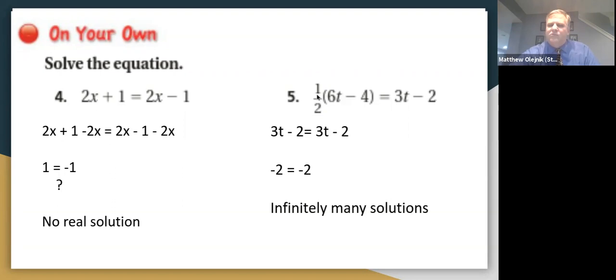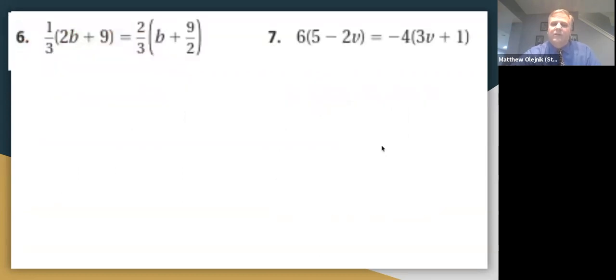After we perform the distributive property here, we get 3t minus 2 equals 3t minus 2. We further simplify it. Negative 2 equals negative 2. That is a match. That means we have infinitely many solutions. Let's try 2 more. Go ahead and write these 2 problems down in your math notebook. If you're at home, pause the video.